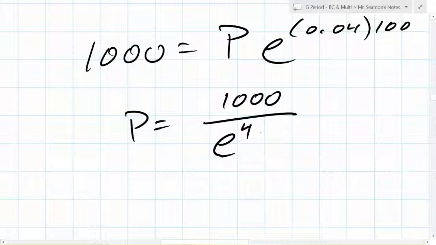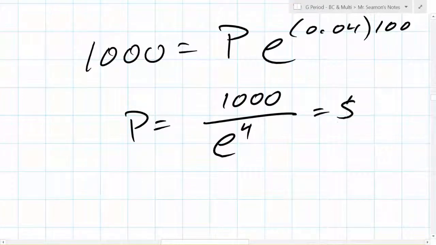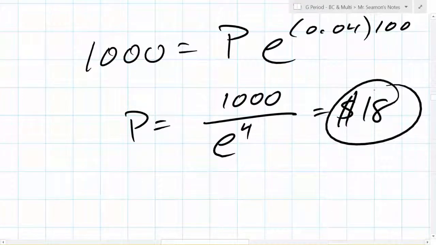So this is the present value of $1,000 in 100 years at 4% compounded continuously: $18. Do you see how small that gets so quickly? What that means is if you put $18 into an account right now, compounded 4% continuously for 100 years, you would end up with $1,000, right?